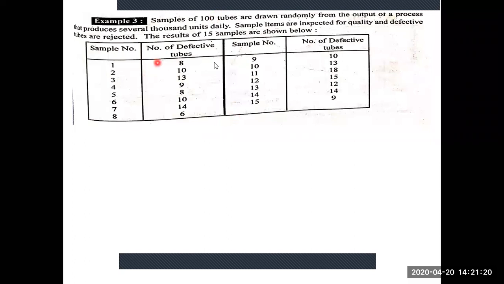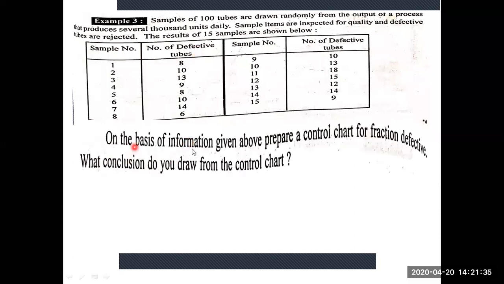Okay. If you come across defectives, you have to do the problem in terms of the P chart, NP chart or C chart. Remember, defective means P chart, NP chart or C chart. What he is asking is: on the basis of the information given below, prepare a control chart for the fractional defective. That means he is asking for the P chart. Okay, let us do that.